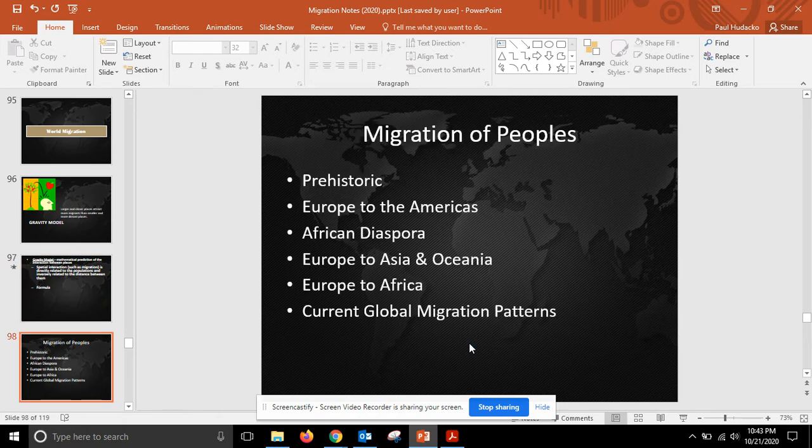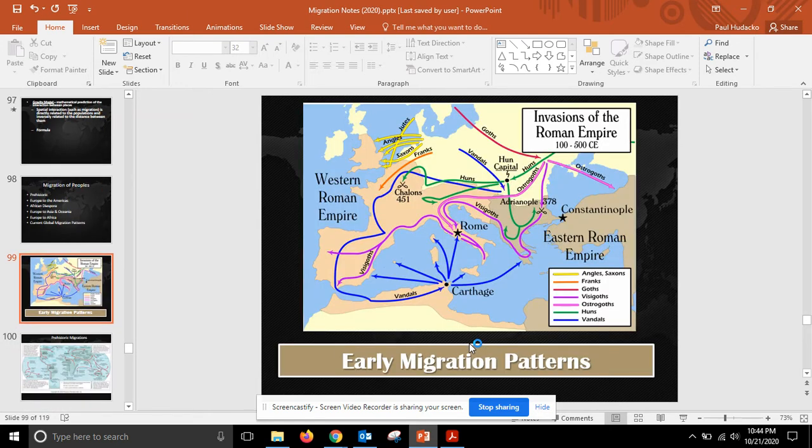But if we talk about the migration of peoples, we're going to talk about it in different realms. We have the prehistoric migrations, the typical European migration to the Americas, the diaspora from Africa, Europe to Asia and Oceania, Europe to Africa, and then what's going on contemporarily today. So let's get into the history of world migration.